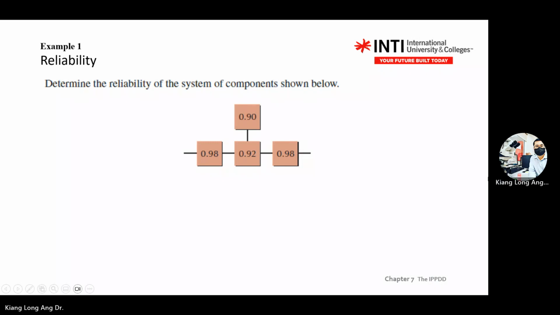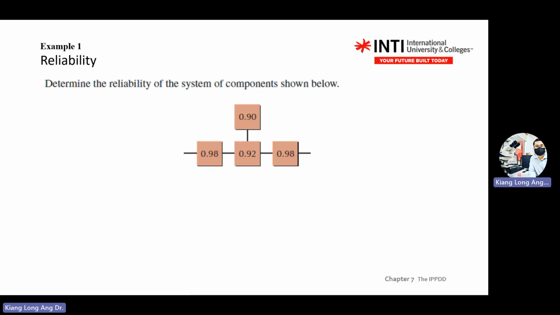Okay. Now let's look at this example. Just now there are two equations you learned. If it's series, then Rs equals R1 times R2 and so on. Another one, if it's parallel or you have a backup system, then Rs equals 1 minus (1 minus R1) times (1 minus R2) and continue.